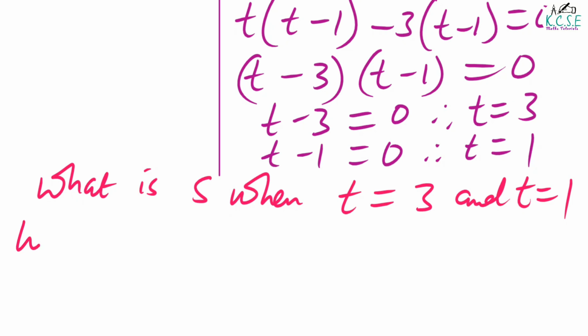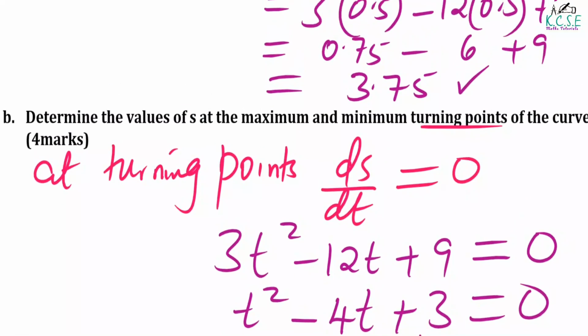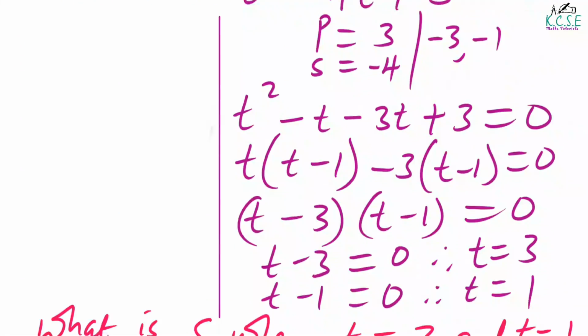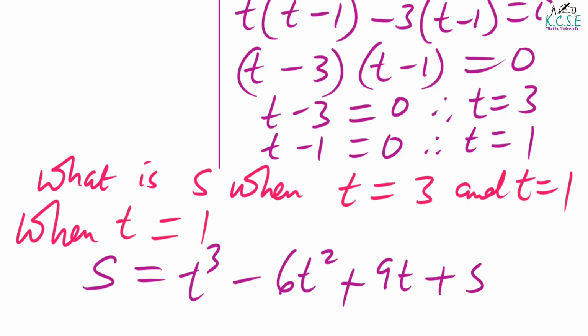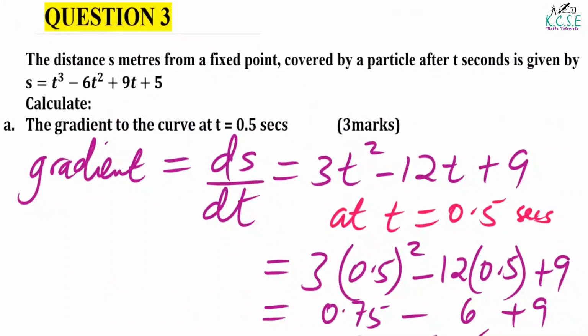So we start with the first one, when t is equal to 1. The expression for s, remember it is given here, is t cubed minus 6t squared plus 9t plus 5. Just confirm this. Yeah, it is there.